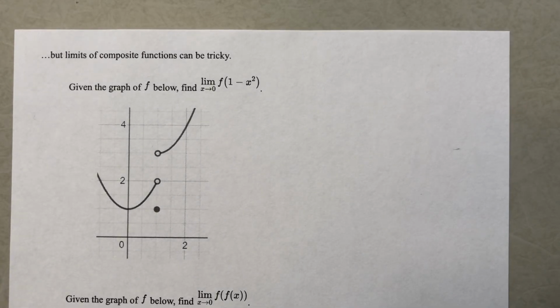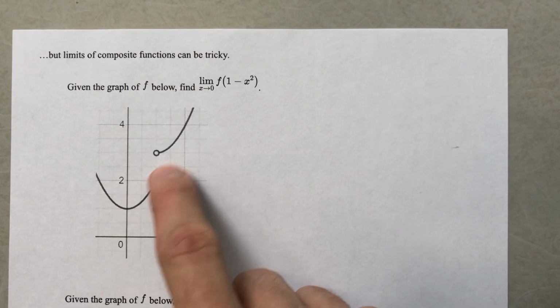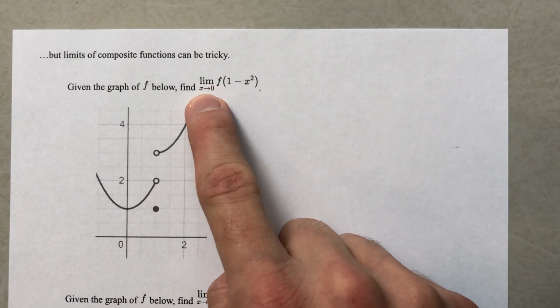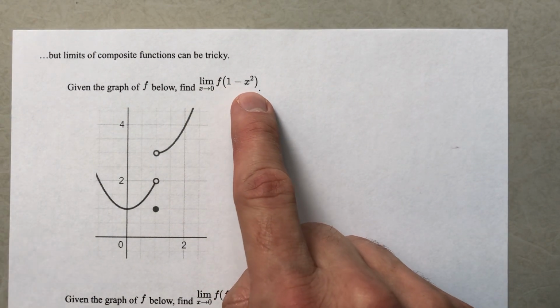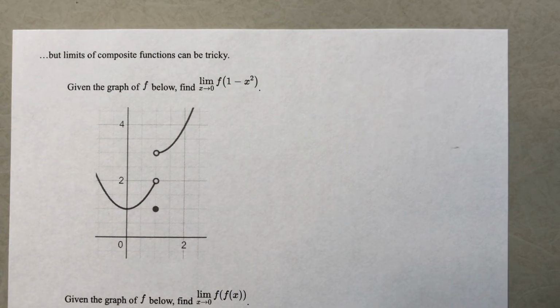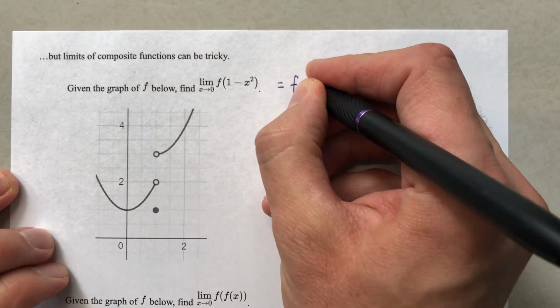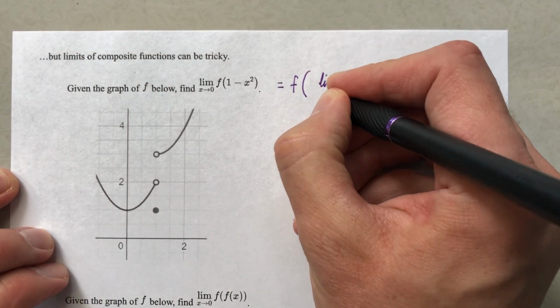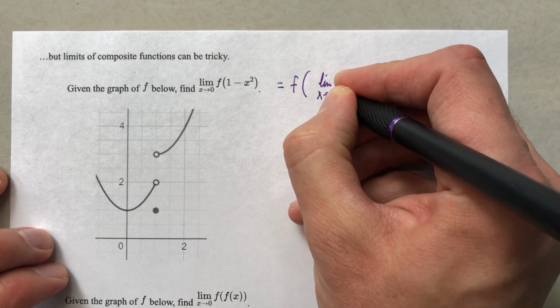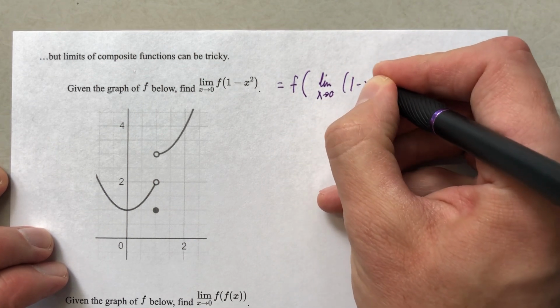Well, limits of composite functions can be tricky. Given the graph of f below, here's this piecewise function, find the limit as x approaches 0 of f of 1 minus x squared. There are exceptions to this, but what this really is, is f of the limit as x approaches 0 of 1 minus x squared.